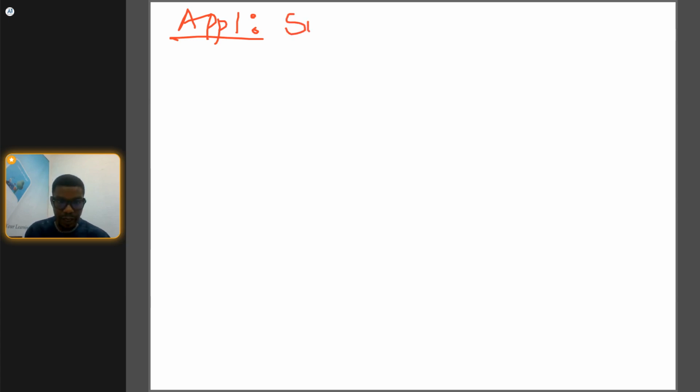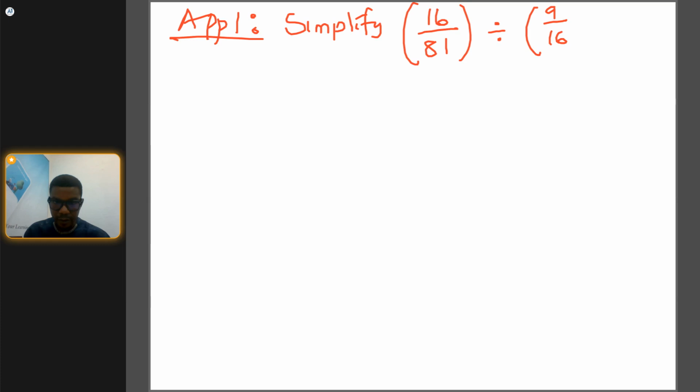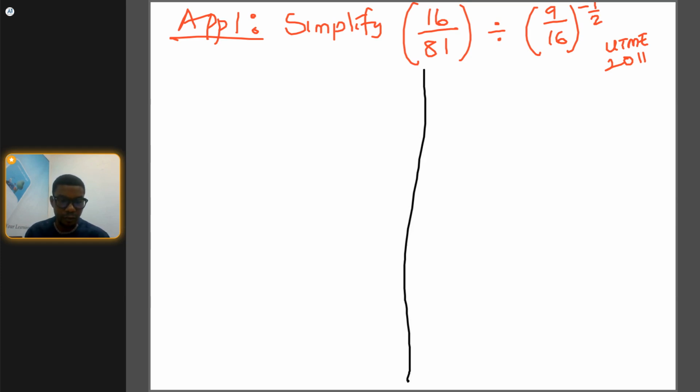We're asked to simplify, open the bracket, 16 over 81, close bracket, raised to power 1 over 4, divided by open bracket 9 over 16, close bracket, raised to power minus 1 over 2. A UTME question, 2011. All right, so let's solve this together.